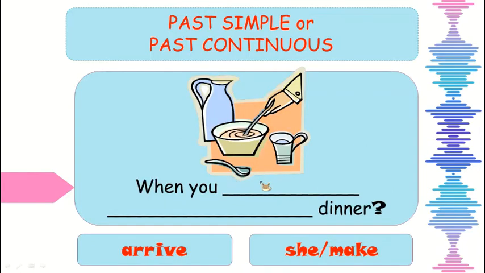Okay, now: when you, dinner, so this is a question. I have arrive and she make. Now when you arrived, was she making dinner? So here "when" also, as we said, always comes before the short action, and it's always in the past simple tense. So when you arrived, was she making dinner? Now why was she making? Because it's a question here. And this is a long action. Was she making dinner is a long action, but because I have a question mark, it's a question.